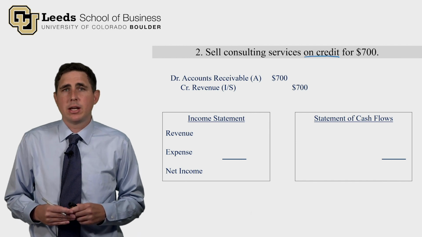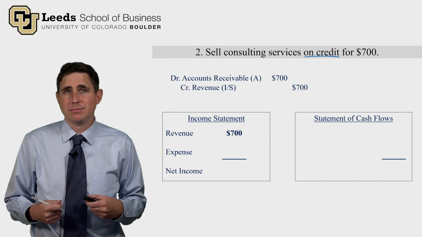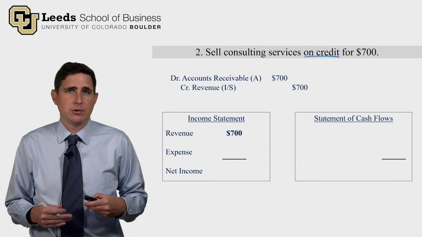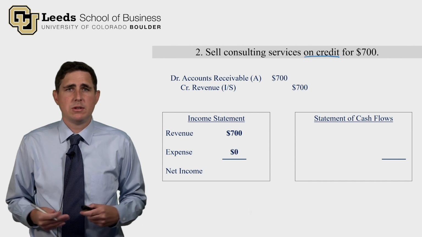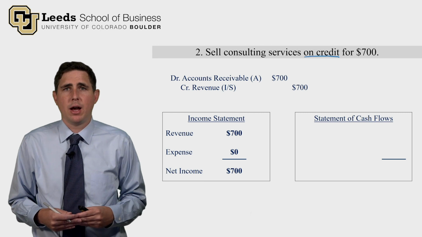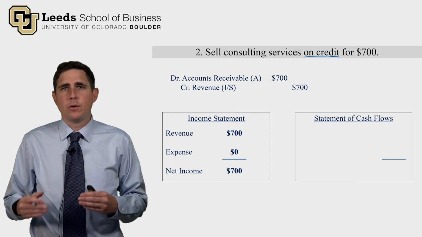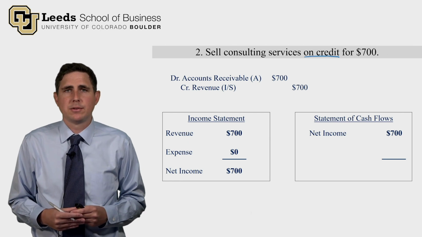Let's take a look at how our income statement is going to be affected by this transaction. It's going to have revenue of $700. This transaction doesn't involve an expense in particular, so expenses are 0 here. And therefore, net income for this one transaction, $700. Now let's focus on the statement of cash flows. We start with net income of $700.